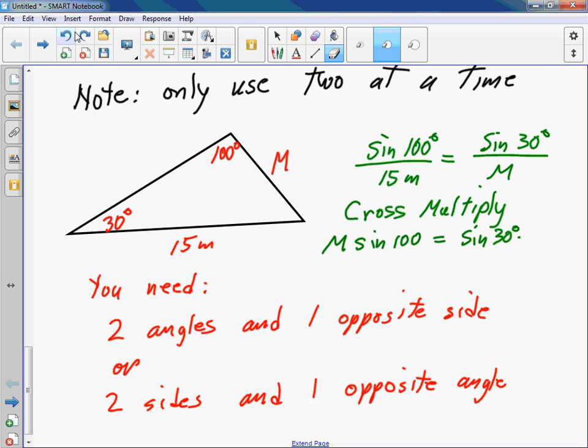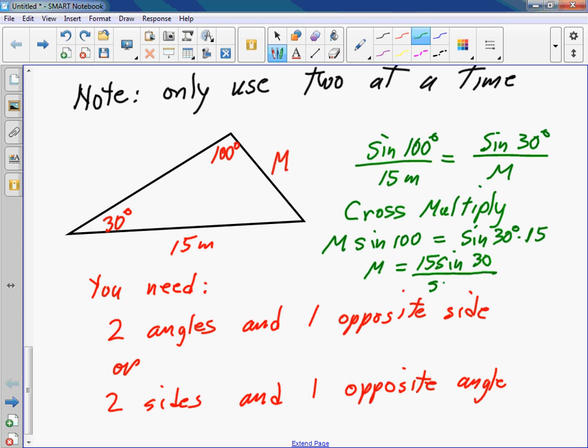All right. Mandy, what'd you get when you did that? So go ahead and do that. So then M equals sine 30 times 15 divided by sine 100 equals, jam on that, 7.6 what?